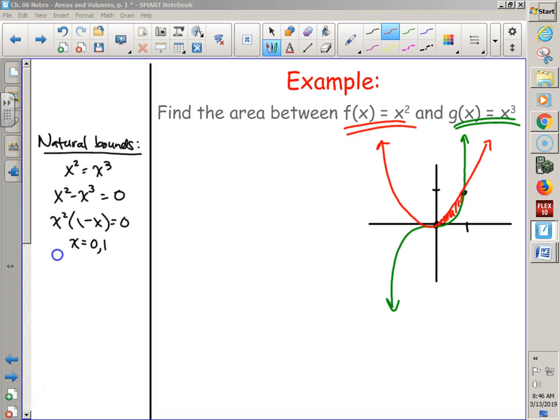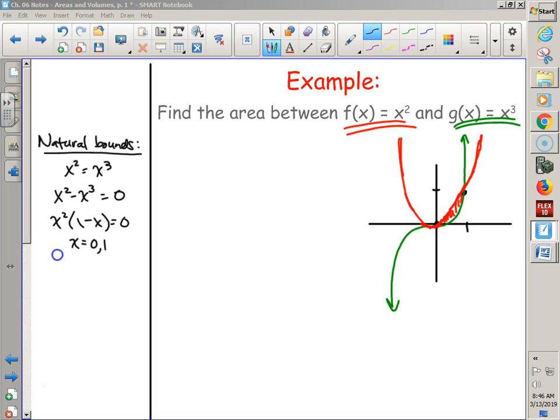Now, my picture isn't great anyway. I apologize, it's a little bit nasty. But if I had done this a little bit better, there is an area between, but most of you, if you graphed this just naturally, wouldn't have known it unless you went over here and did the math and said, oh, wait, 0 and 1.